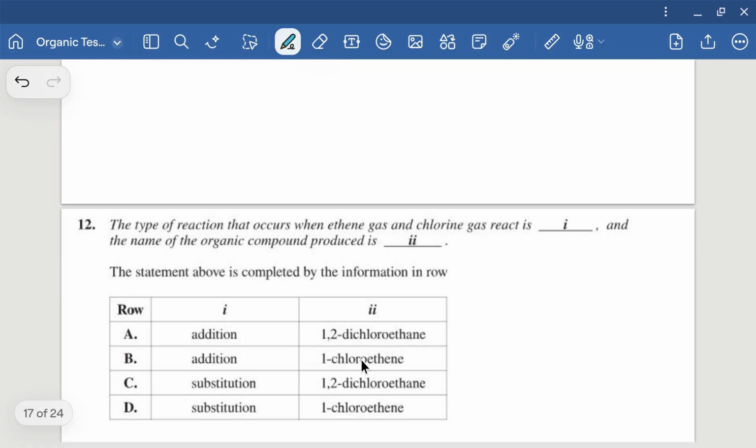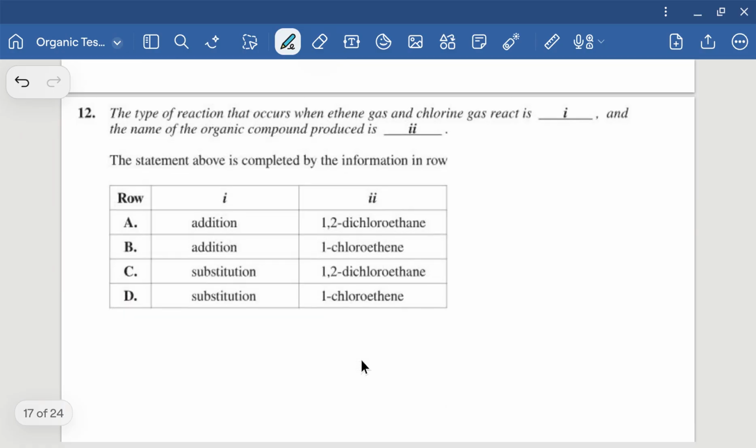Number 12, this one, the type of reaction that occurs when ethene, so we have a double bond, is reacted with chlorine. So we have a double bond, we're going to break it. That's an addition reaction. And the name of that compound that is produced, if we're adding chlorine gas, that would be Cl2. So we'll have 2 chlorine to place. And breaking that double bond means we're definitely not going to have a double bond anymore. The answer here will be A.